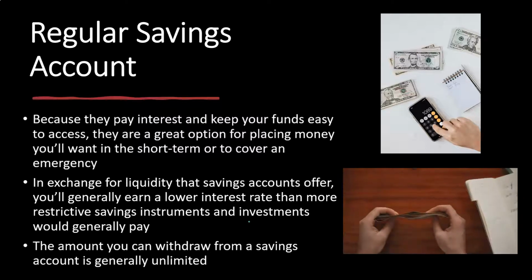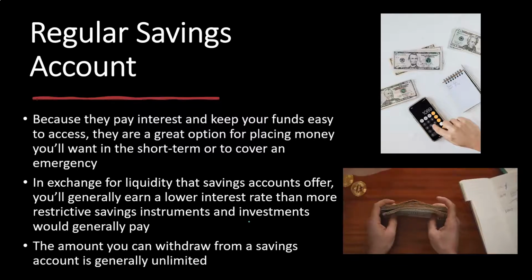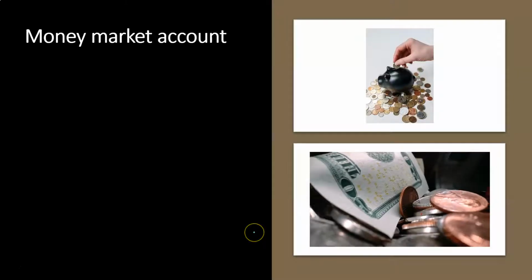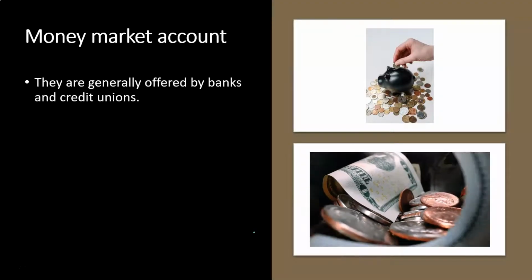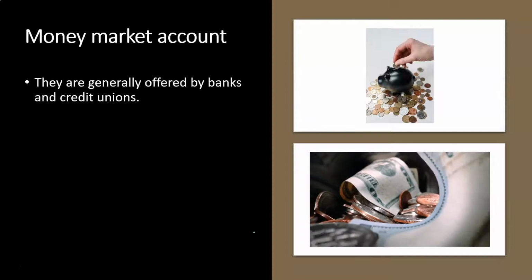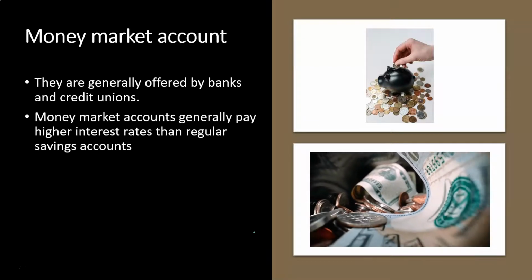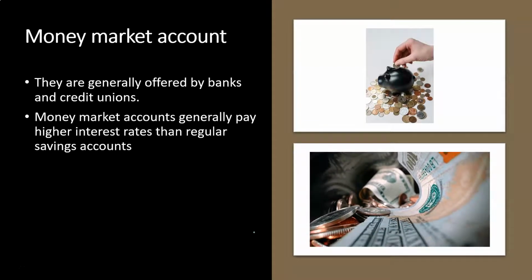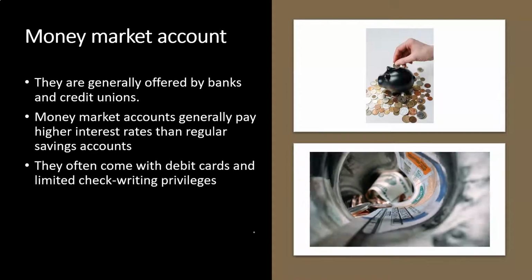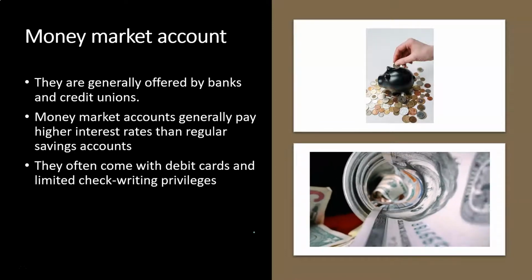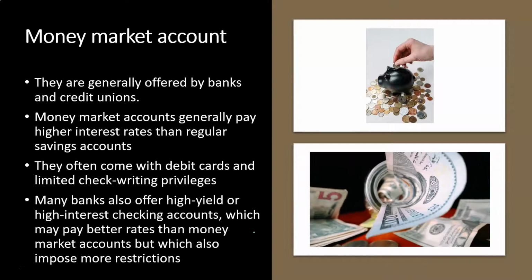So the amount you can withdraw from the savings account is generally unlimited, which is part of the reason you don't earn as much interest on it, because that's what you're trading off, the liquidity versus the higher rates. Next, we have money market accounts. They are generally offered by banks and credit unions. Money market accounts generally pay higher interest rates than regular savings accounts. They often come with debit cards and limited check writing privileges.